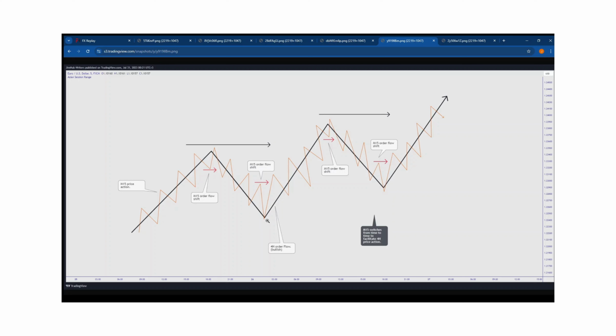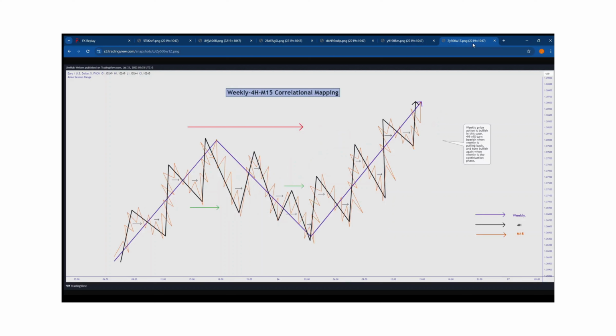And once the H4 is ready to continue its bullish order flow, the M15 will again shift bullish, so that it realigns with the H4 order flow. So you can see the M15 in the pro trend, the M15 is bullish. In the counter, the M15 is bearish. Then it shifts bullish to realign with the H4 structures. So that's how the time frames align.